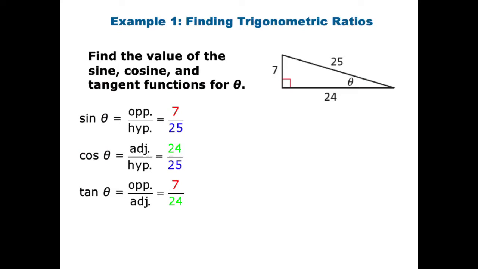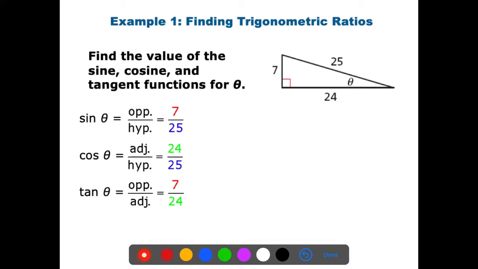Okay, so example 1, find the value of the sine, cosine, and tangent functions for theta. So the sine would be the opposite over the hypotenuse, which would be 7 over 25. The cosine would be the adjacent over the hypotenuse, which is 24 over 25. And the tangent would be opposite over adjacent, so 7 over 24.